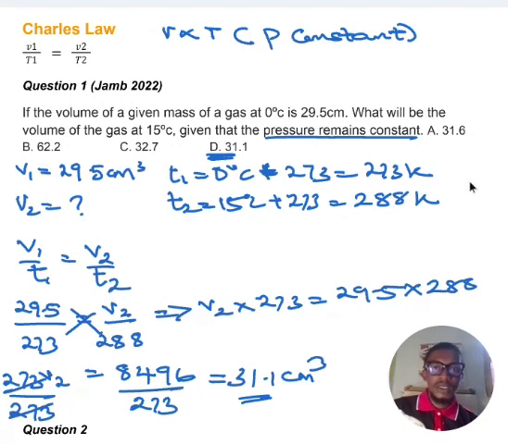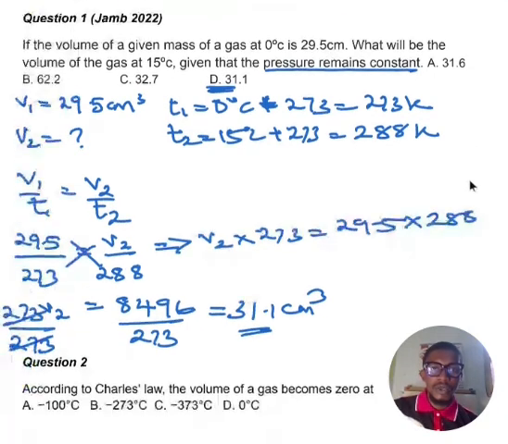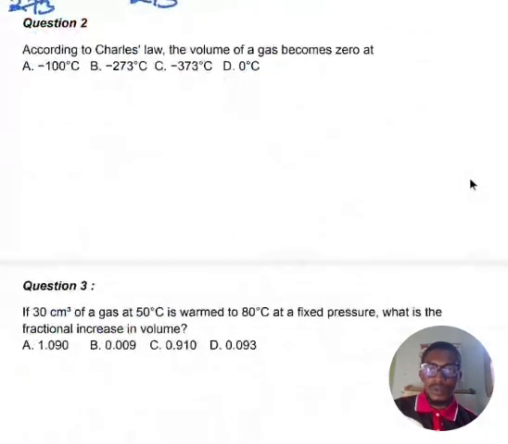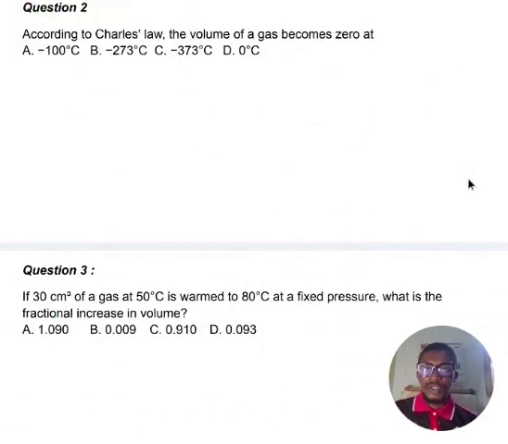Let's take a look at another question. Question 2 says, according to Charles' law, the volume of a gas becomes 0 at dash. So we are trying to look for which of these temperatures in degrees Celsius will give us 0 Kelvin. We need to convert each and every one of them to Kelvin. Whichever gives us 0 is our answer.